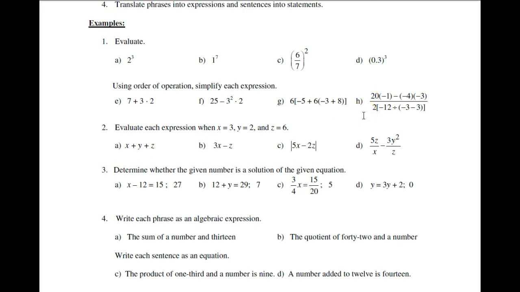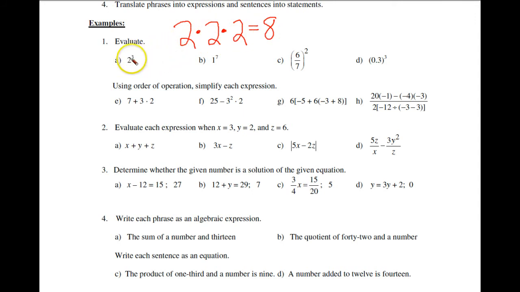Now, a couple of vocabulary items here as we start. Here is a 2. And what this is indicating is we're going to take that 2 and multiply it by itself this number of times. How many times? 3. So this simplified becomes an 8. 2 times 2 is 4, times 2 is 8.